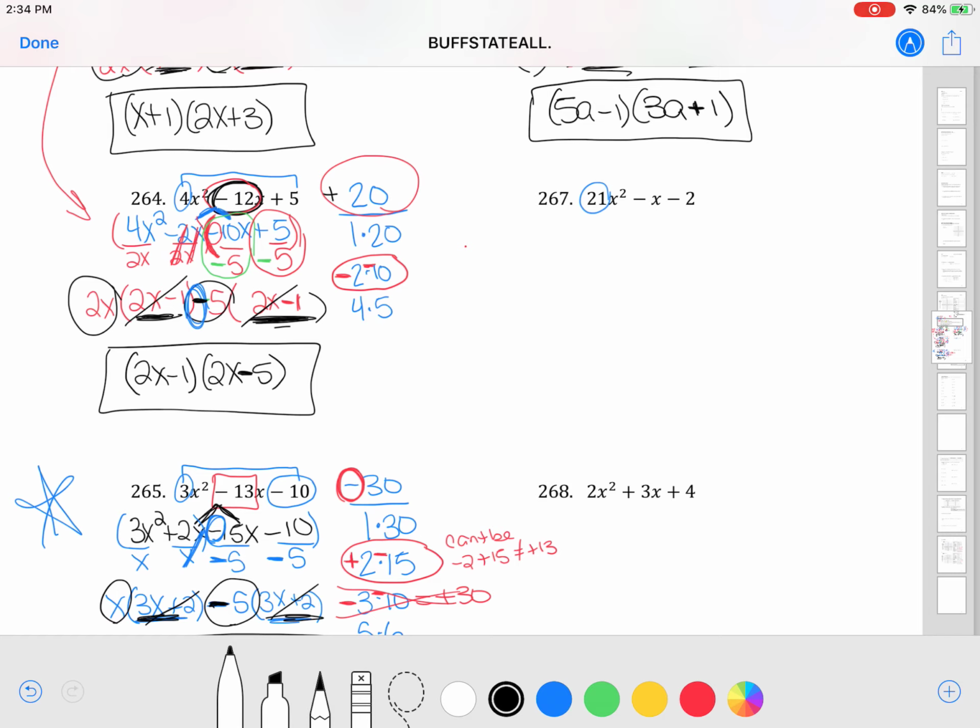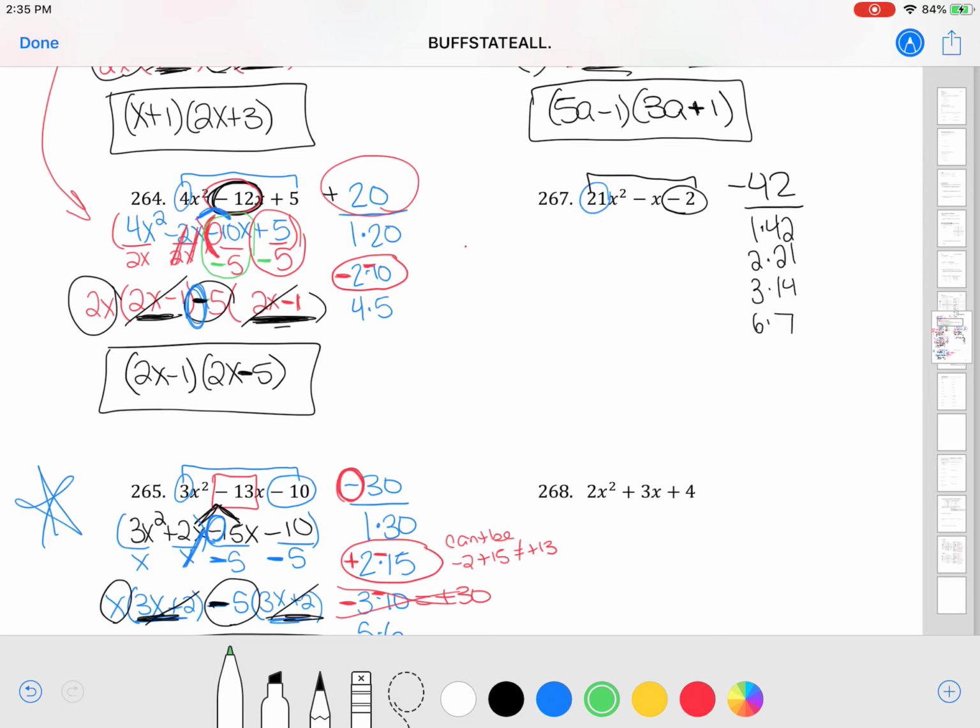Alright, so I'm going to go through this problem. Hopefully we get it right. A times C is going to be negative 42 because remember C is a negative number. Positive 21 times negative 2 is negative 42. So I list my factors of 42. I have 1 and 42, 2 and 21, 3 goes in, believe it or not, 14 times, and 6 times 7.